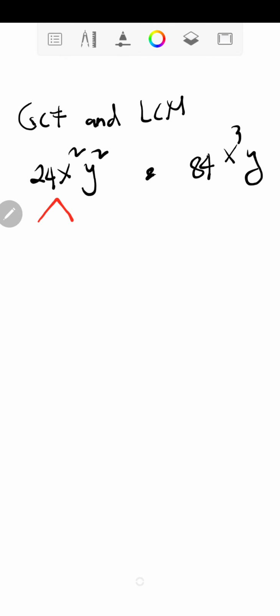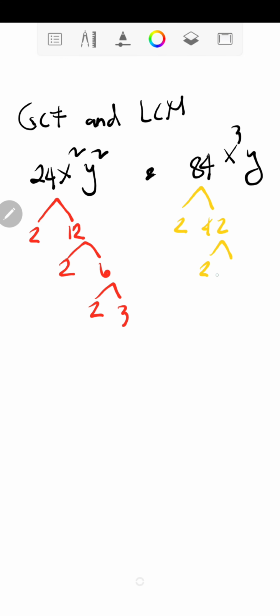So for 24, we can factor this by 2 and then 12. And again, 12 isn't a prime number, therefore we can still factor it by 2 and 6. And 6 can still be factored as 2 and 3. For 84, we have 2 and 42. And 42 can still be factored by 2 and 21. And 21 isn't a prime number yet, therefore we can still factor it, which is 3 and 7. And now we summarize all these numbers here.